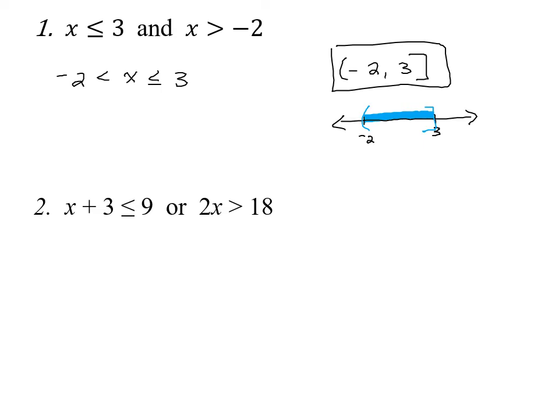So on this one, you'll notice it's an OR inequality because it kind of gives it away with the whole OR right there. But you solve each one of them independently. So on the first one, I would subtract the 3 from both sides and say that x is less than or equal to 6. I would solve the other one by dividing by 2 on both sides and say that x is greater than 9.